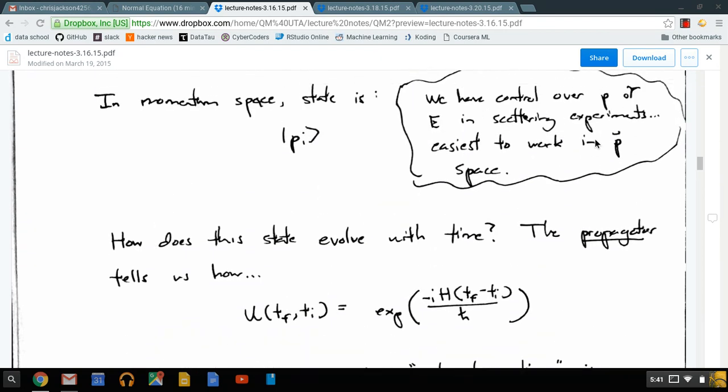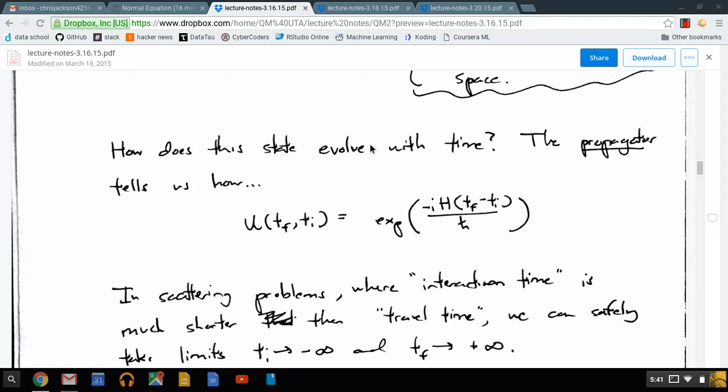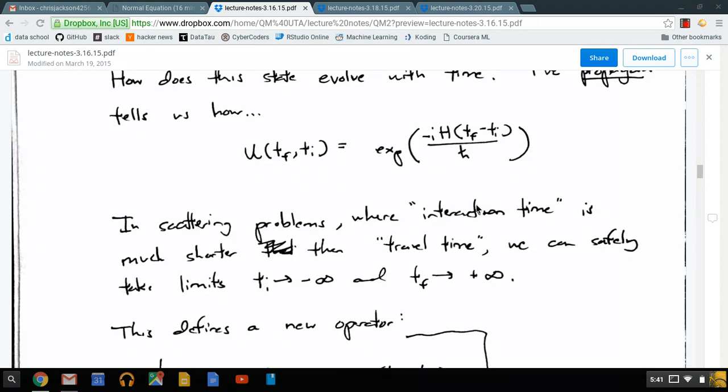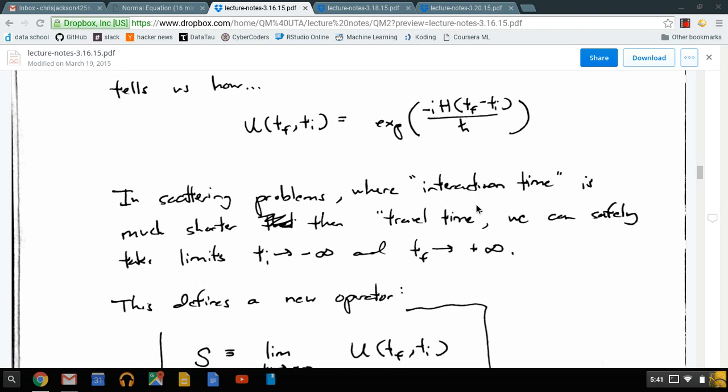And so, in the absence of any interactions, you could ask the question, well, how does this state evolve with time? And we know from last semester that this state evolves with time, even without the influence of an interaction, through the propagator, right? So we have this time propagation operator that will propagate our states, and that propagation depends on the Hamiltonian, right? Even in the case of a free particle, there's going to be some time evolution, right?